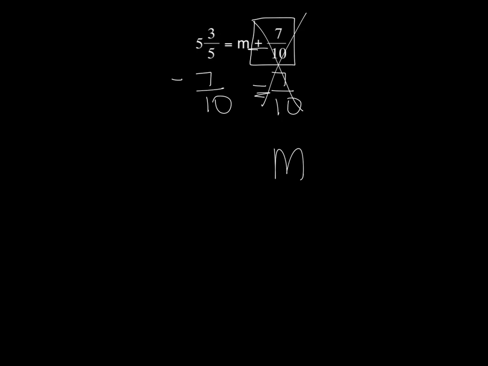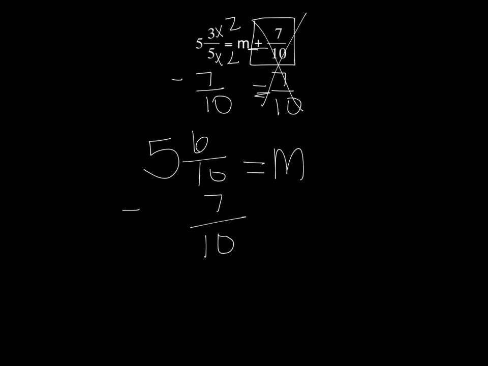So I just get m equals. So I'd multiply by 2, multiply by 2. So now I'm working with 5 and 6/10 minus 7/10. Oh, this one's really tricking us, you guys. Because now I'm going to have to ungroup. I'm going to have to ungroup from my 5.